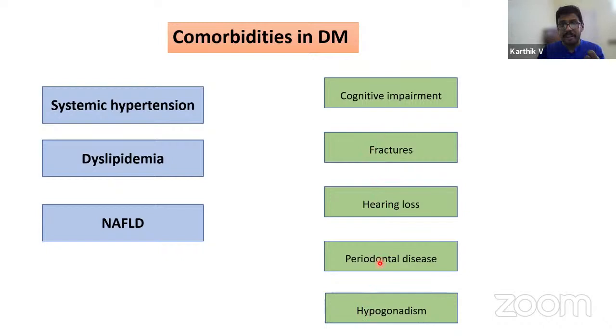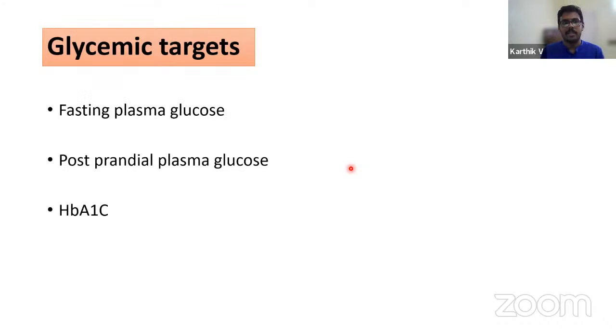For example, periodontal disease, if it is present, can hamper glycemic control. And this can cause an increased risk of atherosclerotic cardiovascular disease also. So it is extremely important to have a clear understanding regarding the comorbidities in diabetes mellitus. Now, what are the glycemic targets? Conventionally, we had three targets, one for fasting plasma glucose, second for postprandial, and third for A1C.